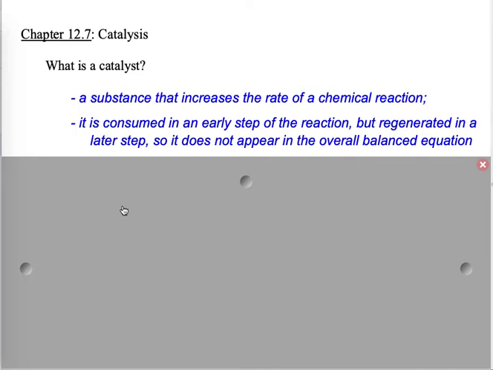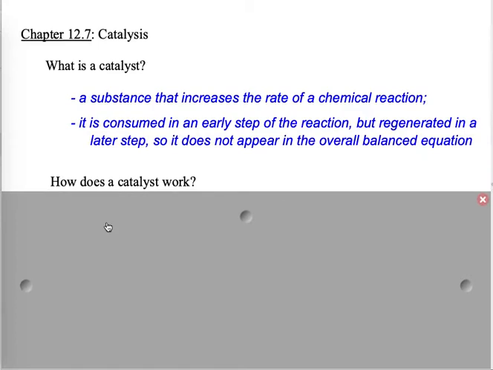A catalyst is a substance that is consumed in an early step of the reaction, but it is regenerated in a later step in the reaction, so when you add the elementary steps together to get the overall balanced equation, it cancels out, and it does not appear in the overall balanced equation. So a catalyst is not involved in the stoichiometry of the reaction, it simply accelerates it.